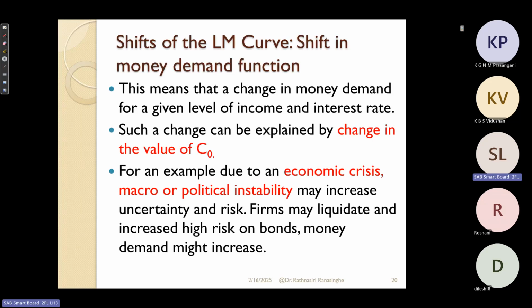Now, the other one is the shift in the money demand function, as we mentioned. The money demand function shifts due to a change in C0, the autonomous money demand. That explains these economic prices, and the political factors, macroeconomic stability, the macroeconomic environment. So if there is a conducive macroeconomic environment, C0, the autonomous money demand, improves.